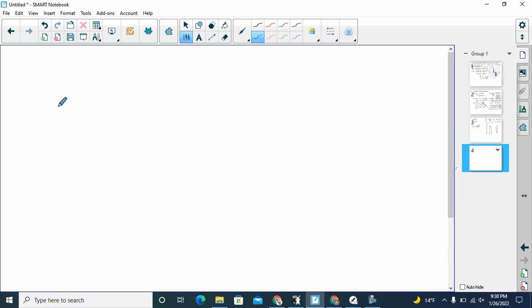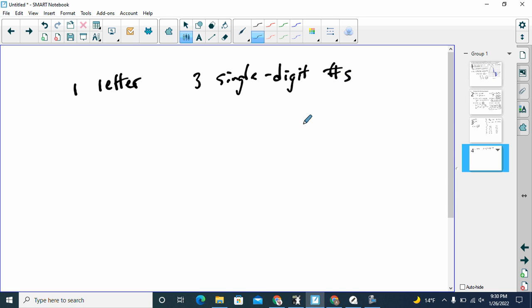Number 10 is a little bit more difficult. It says to create an entry code for a push button door lock, you need to first choose a letter. So I need 1 letter and then 3 single-digit numbers. The question wants to know how many different entry codes could you create.